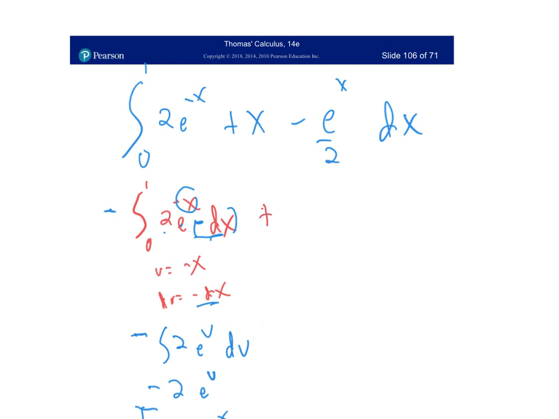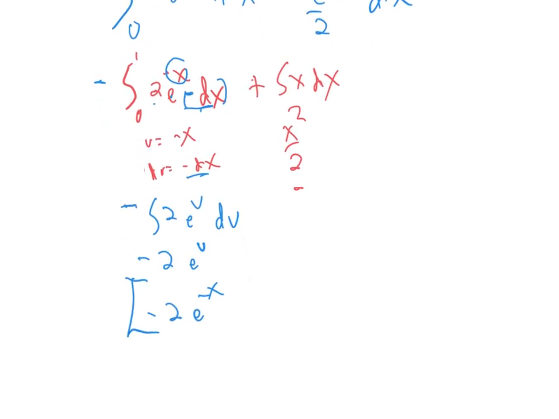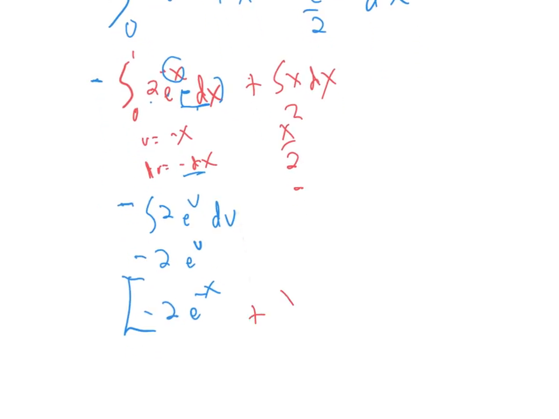Integrate plus integrate x dx. Do I really have to do u substitution for that? Can't you see that is just going to be x squared over 2? So I bring that down, plus the x squared over 2. Oh, that minus was on just that piece there, yeah.